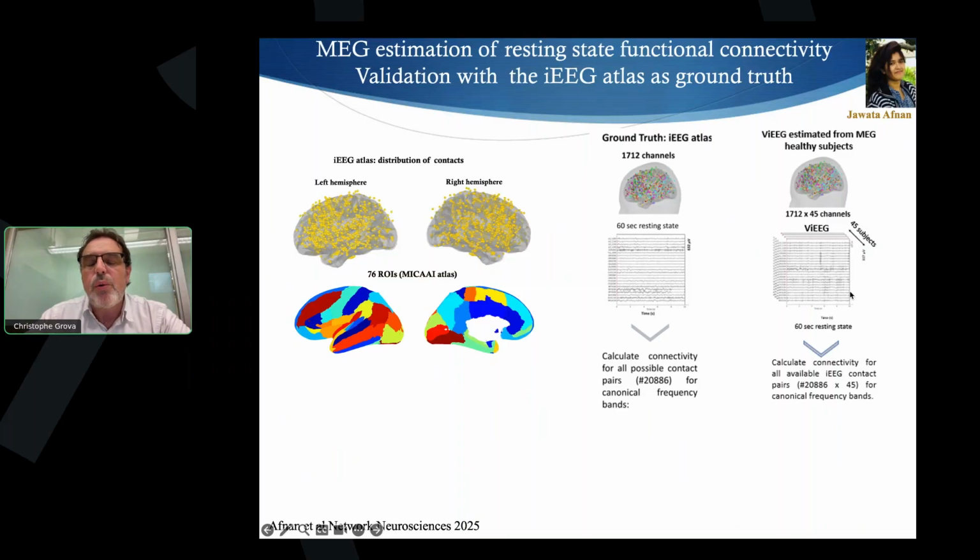And for each of our participants, so for each of our 45 healthy MEG subjects, we recorded the whole brain ongoing resting state, and we could compute connectivity patterns on those exact same points, those 1,712 points, and we can do that for every subject, for 45. And then we compare different metrics.